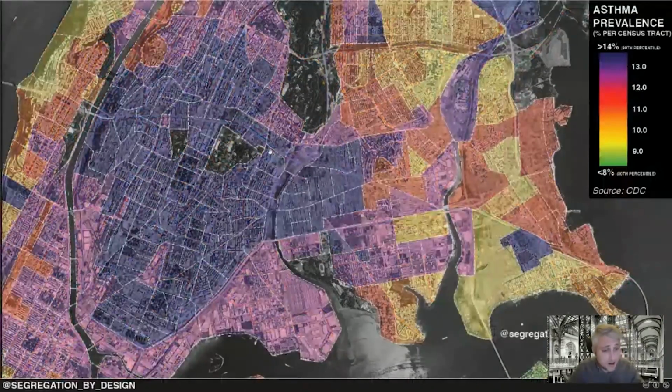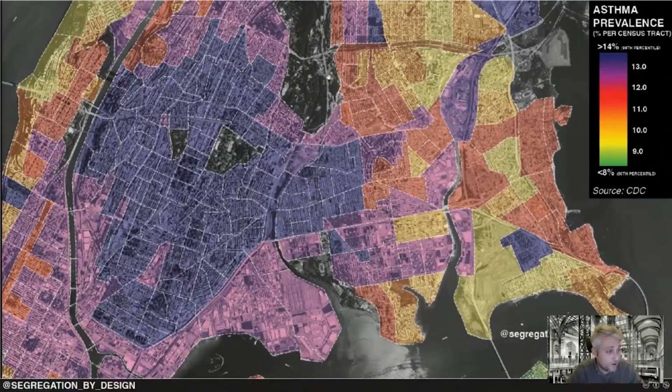And in addition, this ring of highways is responsible for the incredibly high rates of asthma in the borough, and in the South Bronx in particular, with nearly every census tract in the South Bronx being in the 99th percentile for asthma prevalence, and that's directly linked to the particulate matter from the automobiles.